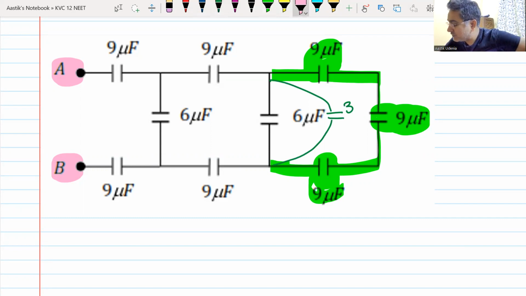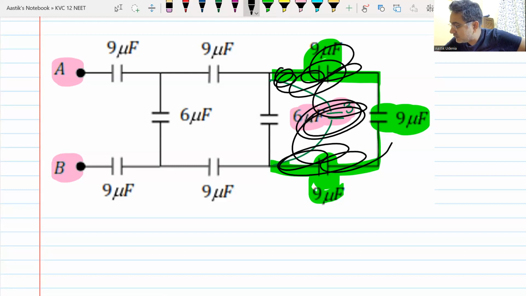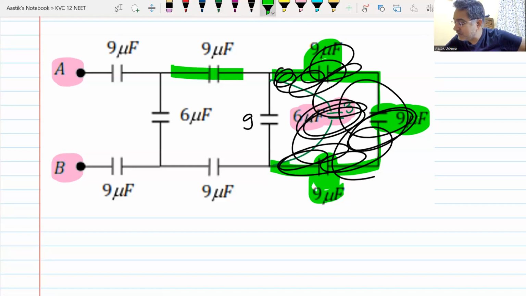Now look at this 6 and this 3. This 6 and this 3 are in parallel. So what do I have now? I can remove this 6 and 3, and in place of everything, I can put a 9 here. So everything has gone, 9 has come here. Then again what we see is 9, 9, 9 are again in parallel. So again I will get 3.